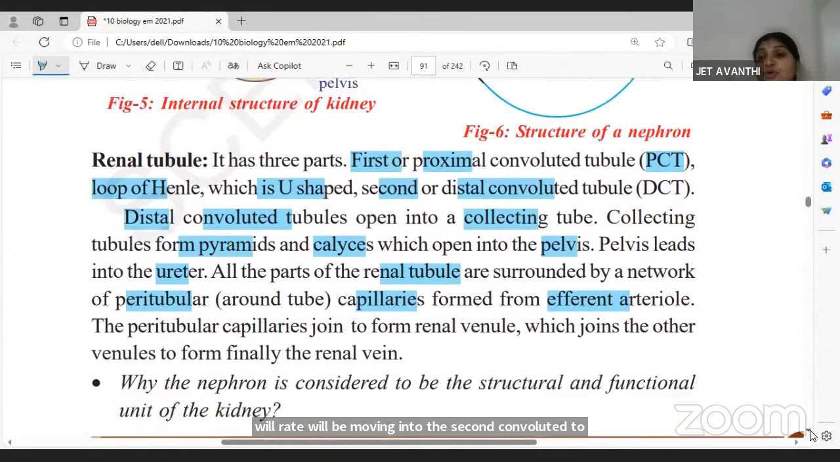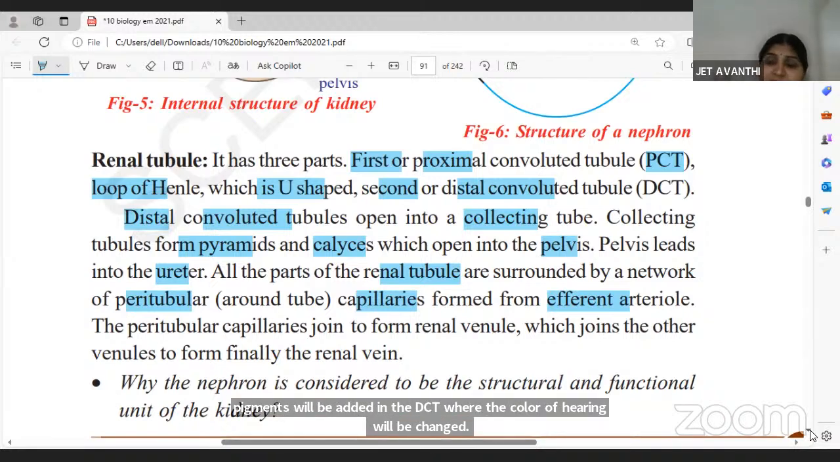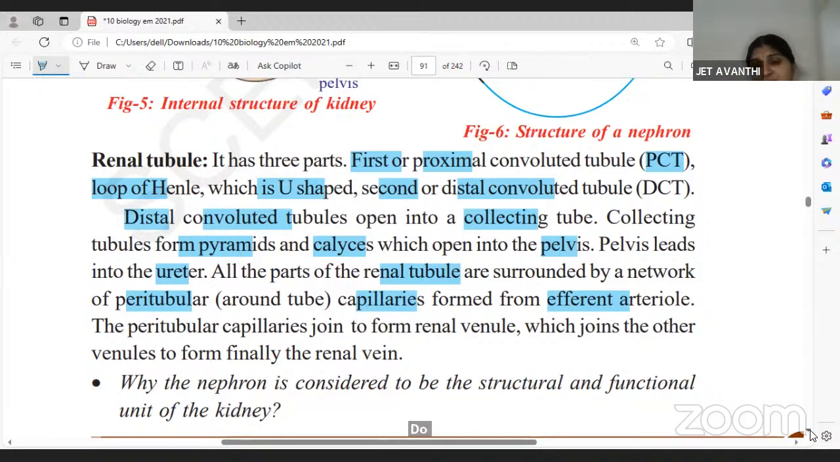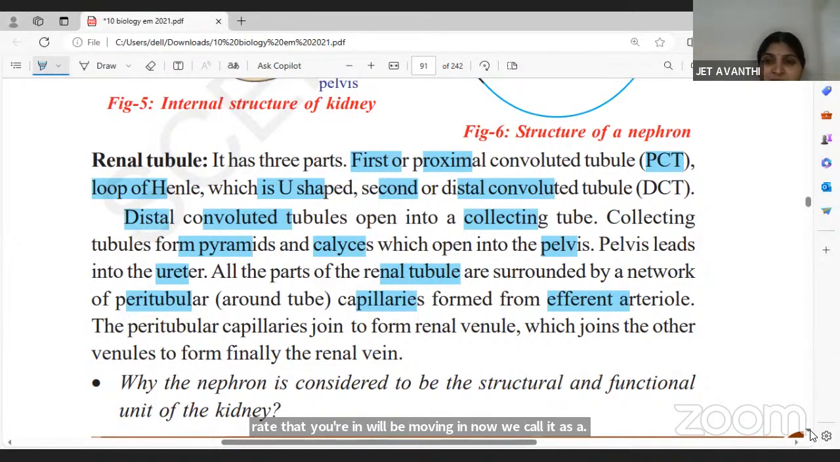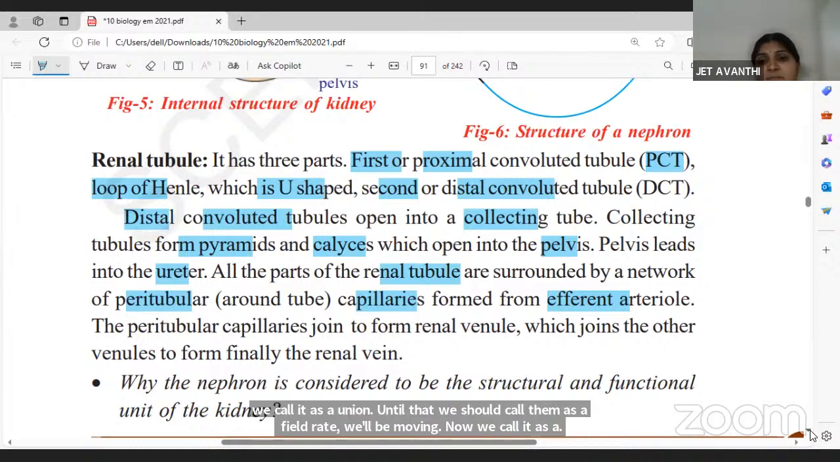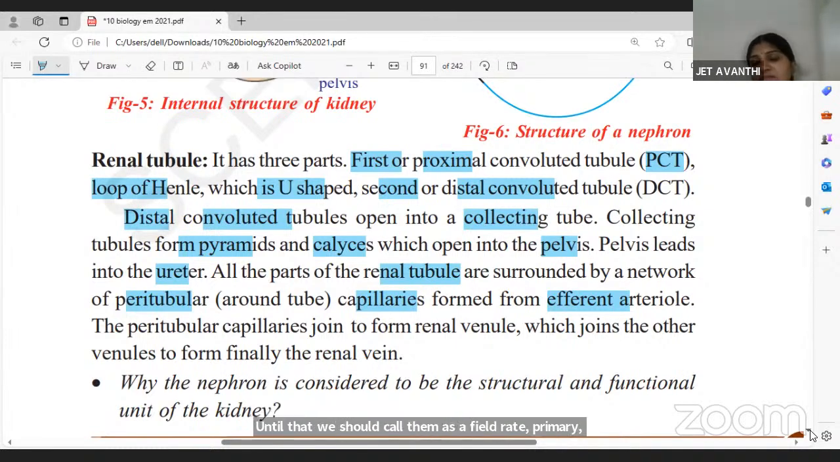In the DCT, urine formation actually takes place. Reabsorption and secretion will be happening, and the bile pigments will be added in the DCT, where the color of the urine will be changed to yellowish. Now we call it urine. Until that, we should call it the filtrate, the primary filtrate and secondary filtrate. After getting completely filtered, that filtrate will be added with some bile pigments and the complete color will be turned yellowish, and now we call it urine.